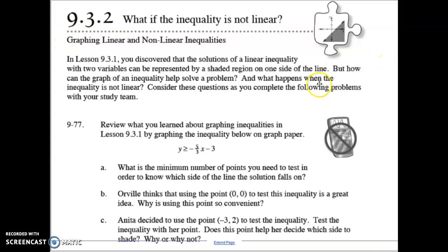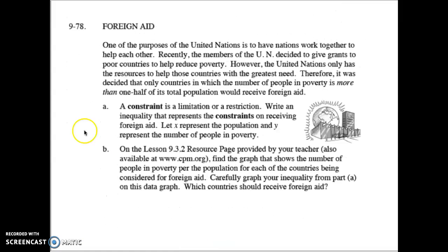I wonder if this is locked in place. Going to lock in place here. You can see that you already know how to graph linear inequalities, but now you're going to be graphing nonlinear inequalities as well. So as we get into that here, 77 should be easy, as I said.